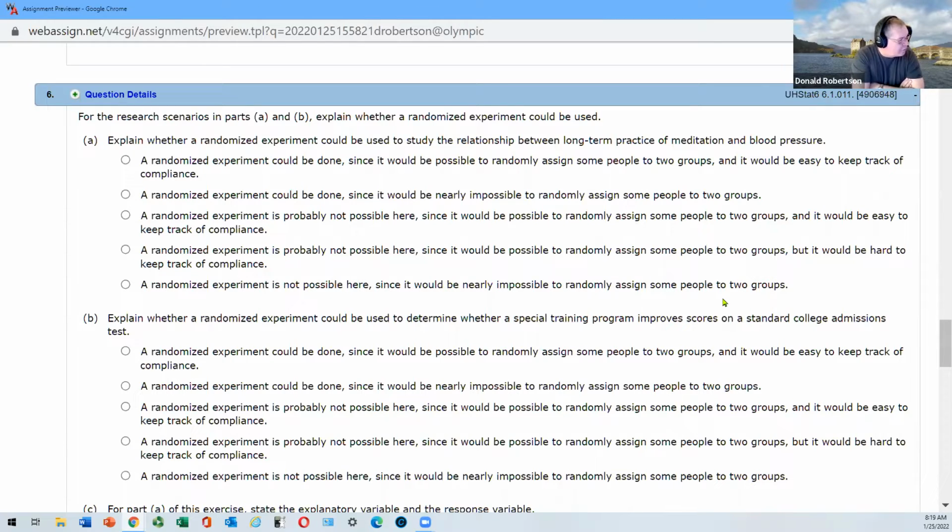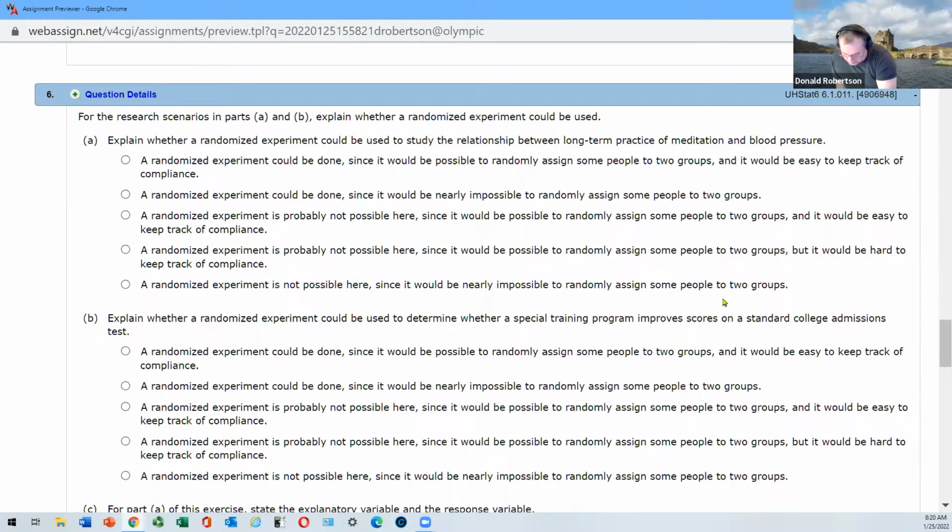A randomized experiment could be done, since it would be possible to randomly assign some people into 2 groups, right? One group would do the meditation and get the blood checked, I'm assuming, and one that wouldn't. Would it be possible to do that? So you ask for 500 volunteers and you randomly split them into 2 groups, and one group does the meditation and you check their blood pressure and the other doesn't. I don't think I need to read the rest. If you can find a way of making it happen, then it's possible.